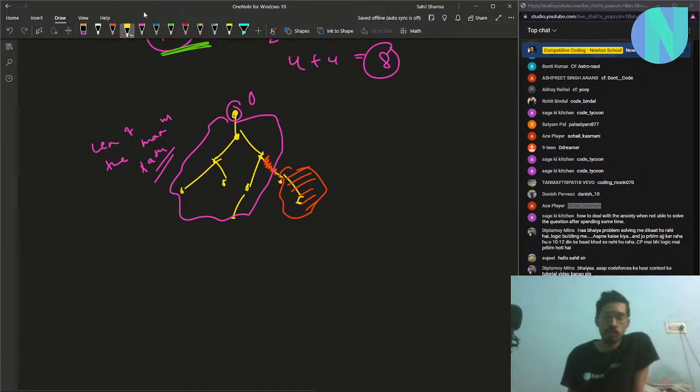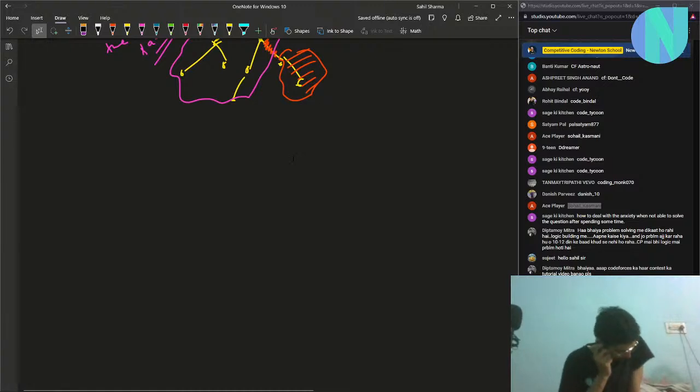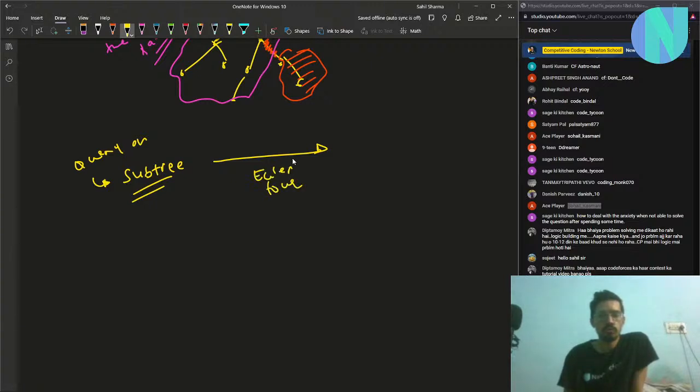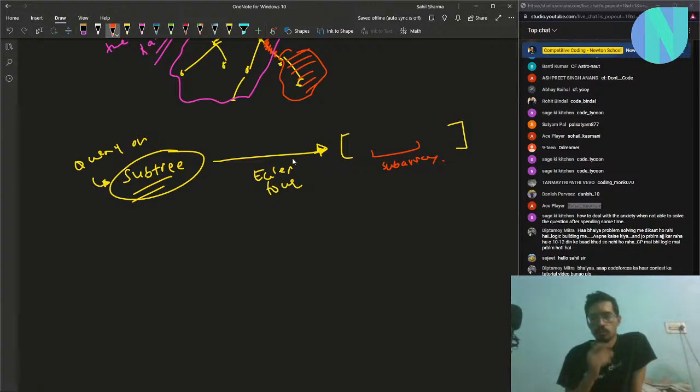So if you have some subtree, I think we can use Euler tour here. If you know about subtrees, if you have to do a query on some subtree, you can easily query a subtree using Euler tour. Using Euler tour, you can flatten your tree and convert it into an array. And in this array, every subtree can be seen as a subarray.